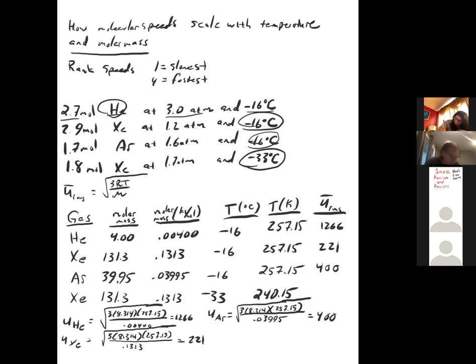Okay, and then like I said, the xenon's going to be the slowest, this last one, because it's the heaviest and it's the coldest. It's at a lower temperature, so it's going to move slower than the other xenon. So this one's 240.15. It's not a big difference from the other xenon, but it's a little bit slower. So 3 times 8.314 times 240.15 divided by 0.1313. Take the square root, and you get 213.